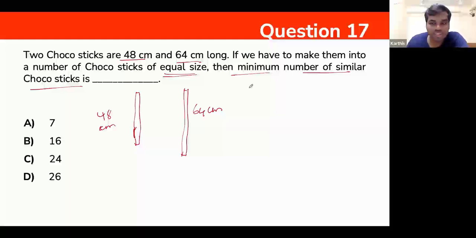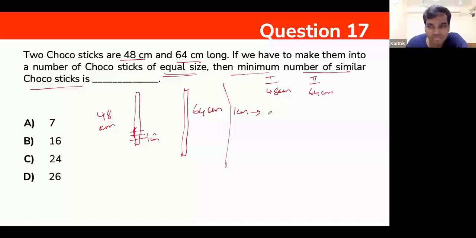Now let me assume I am dividing both these sticks at 1 centimeter each. The first choco stick is 48 centimeters. The second choco stick is 64 centimeters. I am dividing them at 1 centimeter each, 1 centimeter, 1 centimeter like this. So if I divide at 1 centimeter, how many choco sticks will I get here? I will get 48 small sticks.